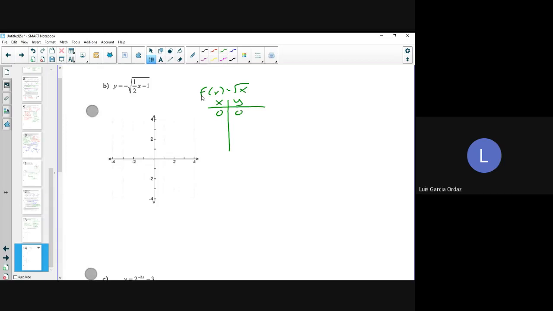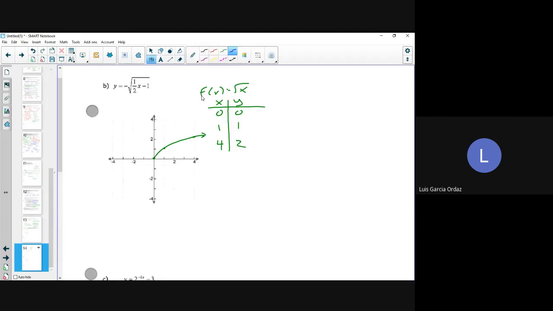What's the square root of 1? Yes, 1. And what's the square root of 4? 2. So 4, 2. You don't have a perfect square root of 2, so I just skip to the numbers that have a perfect square root, which makes it easier to graph. So you have 0, 0, you have 1, 1, and you have 4, 2. So this would be your parent function.